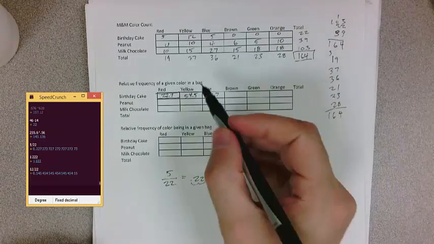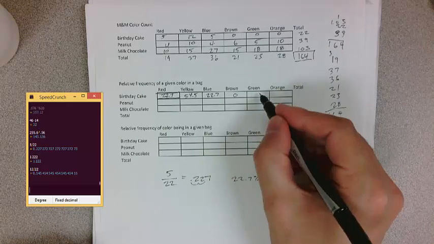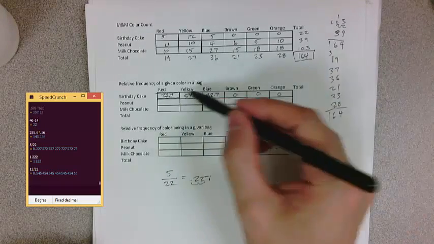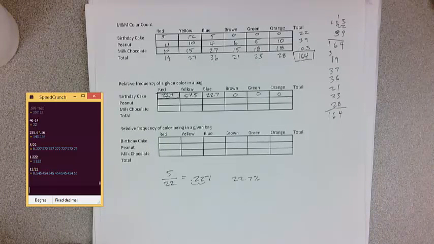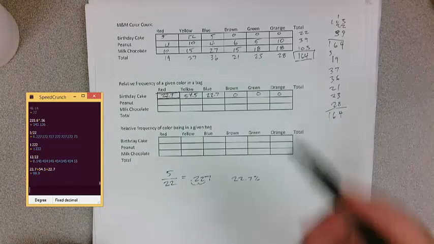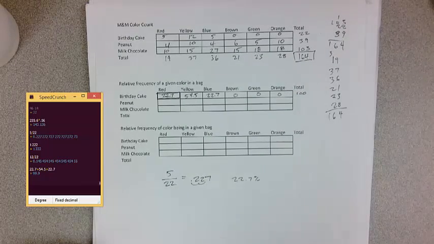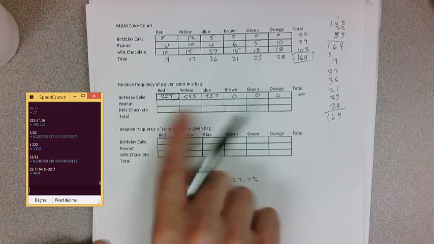And 0 divided by anything is just 0, so I would have 0% brown, 0% green, and 0% orange. Now when I add these up, it should be pretty close to 100%. I did round, so it's not going to come out exactly, but let's add those together. 22.7 plus 54.5 plus 22.7, and I get 99.9, but that's because I rounded off, so the total is really 100%.